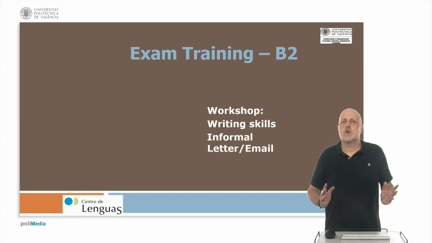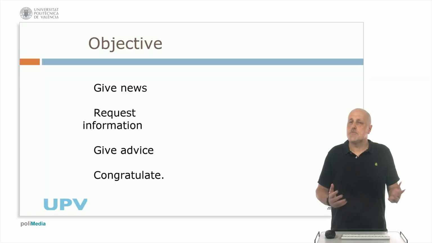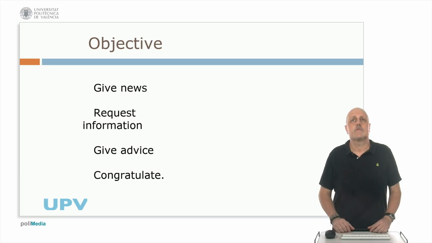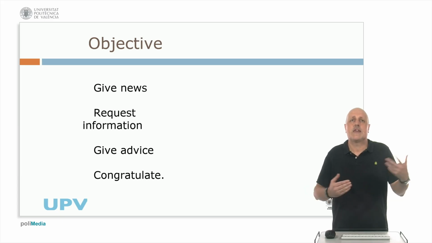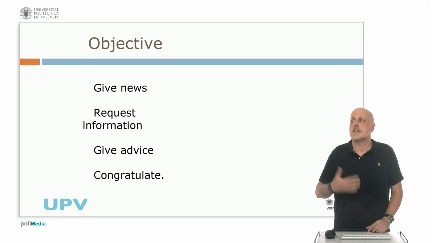Okay, so moving on to the informal letter. The objective of an informal letter is, for example, to give news. You give your news. Maybe you've heard from somebody you haven't heard from in a long time, and they want news from you. So one of the objectives is to give news.